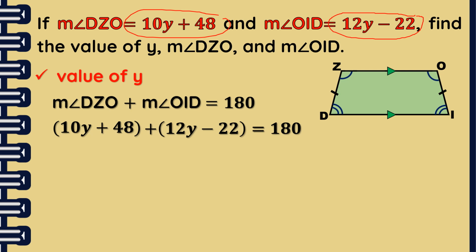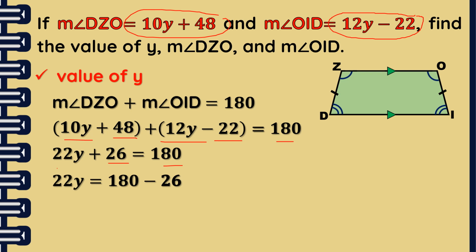We now combine like terms. We have 10y plus 12y is equal to 22y, and 48 minus 22 is equal to 26. And we just need to equate once again to 180. We now once again combine like terms, or by addition property of equality, we have 22y, we just need to copy 22y, equals copy 180.